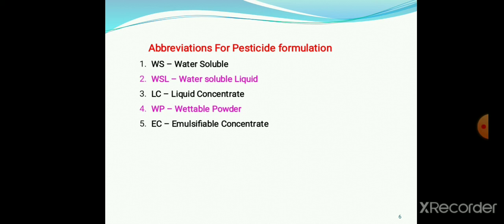EC, that is emulsifiable concentrate. What is emulsion? Whenever two liquids, like an organic liquid and an aqueous solvent, don't mix together, there are certain components which increase the solubility of the organic component in the aqueous component, and these are called emulsifying agents. Like in day to day life we use detergent. It is the best example of an emulsion.